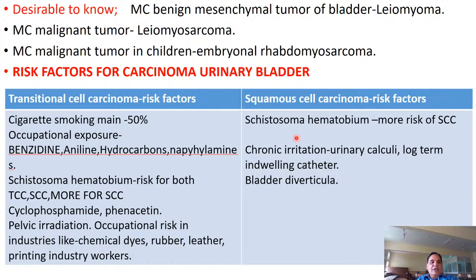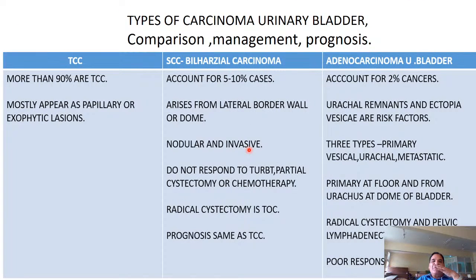Okay. So, these are the risk factors. Now, coming to the comparison of different types of malignancy of CA bladder. Don't go into the detail. Simply, TCC are 90% and they are mostly papillary or exophytic lesions. Remember, this type of lesion is more easily accessible to management.